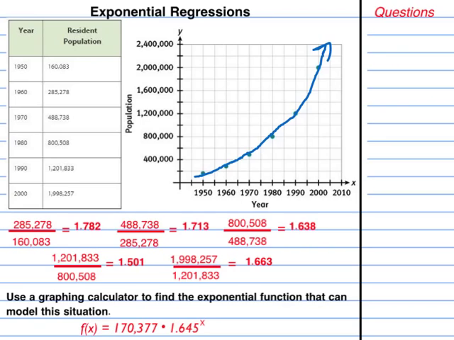The equation that best matched this data would be f of x equals 170,377 times 1.645 to the x power. Once again, we see our rate of change, that exponential piece, is pretty close to the numbers I was coming up with. It would be almost an average of all of them. And then the 170,377 would represent my initial starting amount, which is pretty close to what I see on here. So this would be a very accurate gauge of this data. Take a moment, pause, copy, and be prepared to discuss when we come to class.